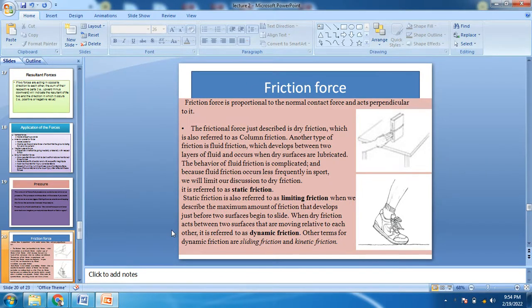It is referred to as static friction. Static friction is also referred to as limiting friction, when we describe the maximum amount of friction that develops just before two surfaces begin to slide. When dry friction acts between two surfaces that are moving relative to each other, it is referred to as dynamic friction. Other terms for dynamic friction are sliding friction and kinetic friction.